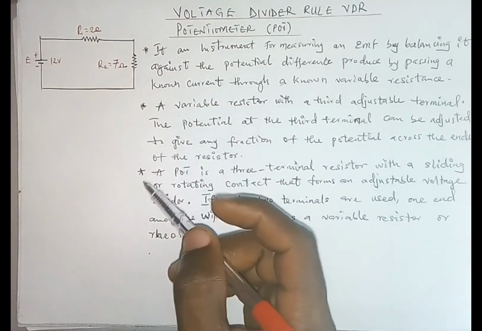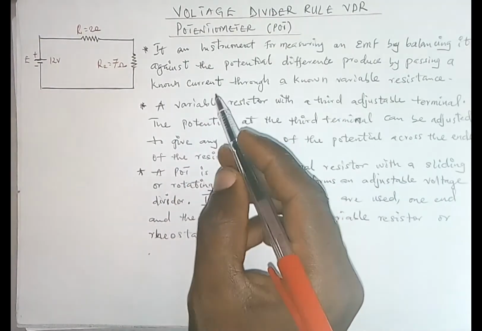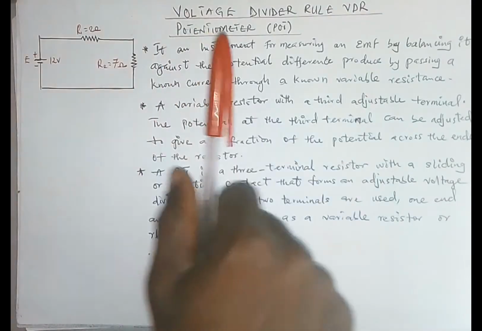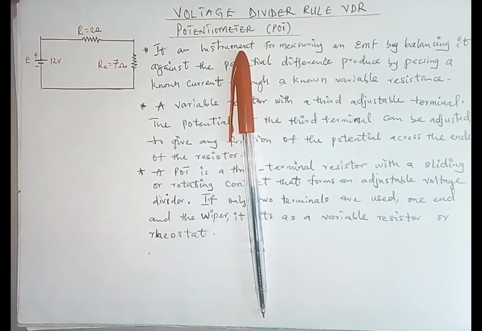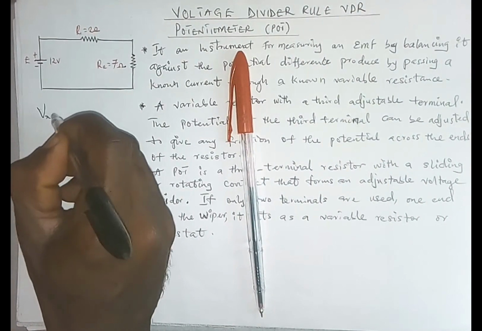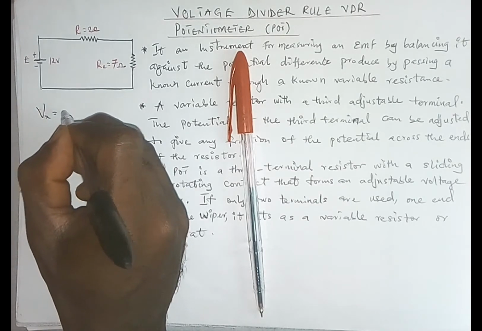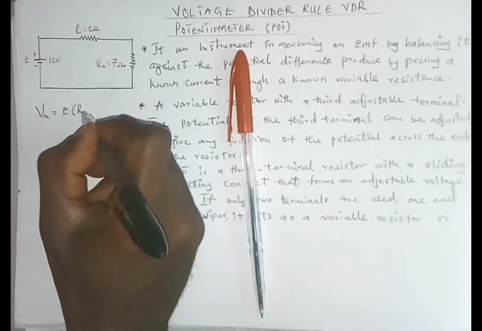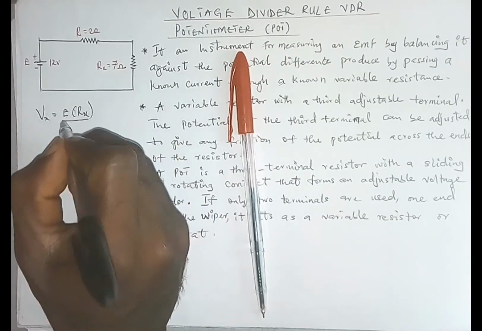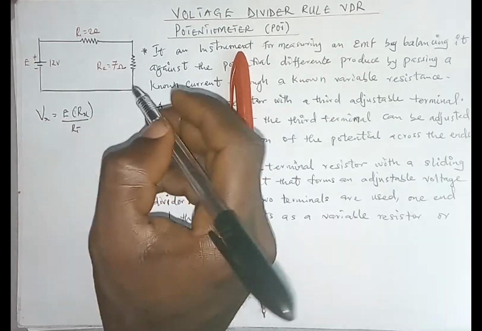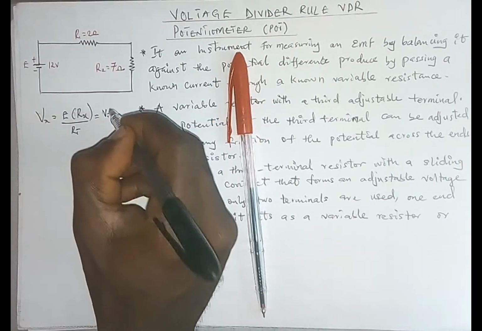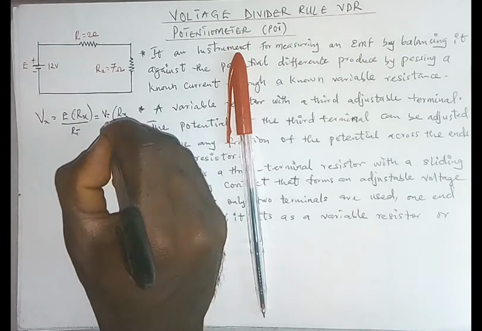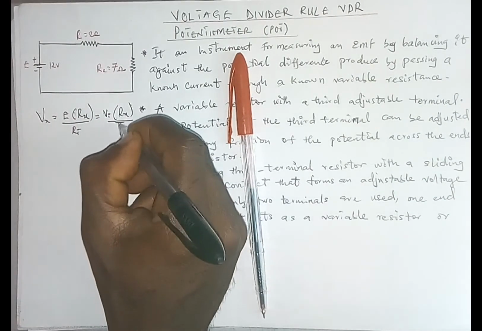So let's take an example of what we have here. We are going to use the equation for the voltage divider rule, which says that Vx is equal to E multiplied by Rx over RT, which can also be Vt, Rx over RT.